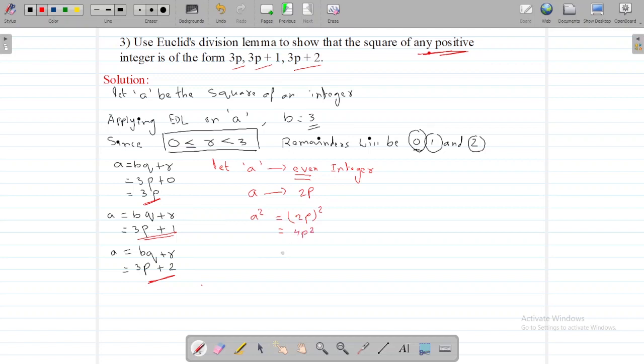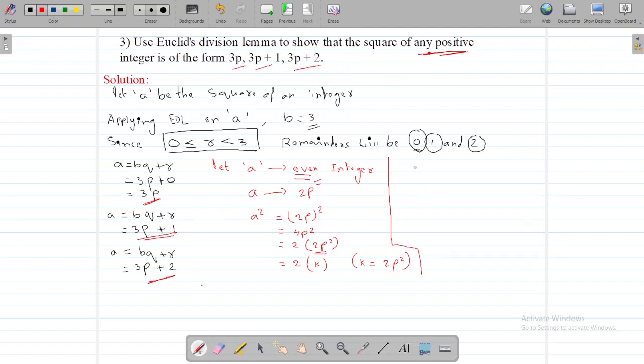So now we'll get the value of 4P square, which is nothing but, taking 2 common, 2 into (2P square), or in place of 2P square I'll write K. Why? Because here I'm taking the value of K as 2P square. So here this is the case for even integer.